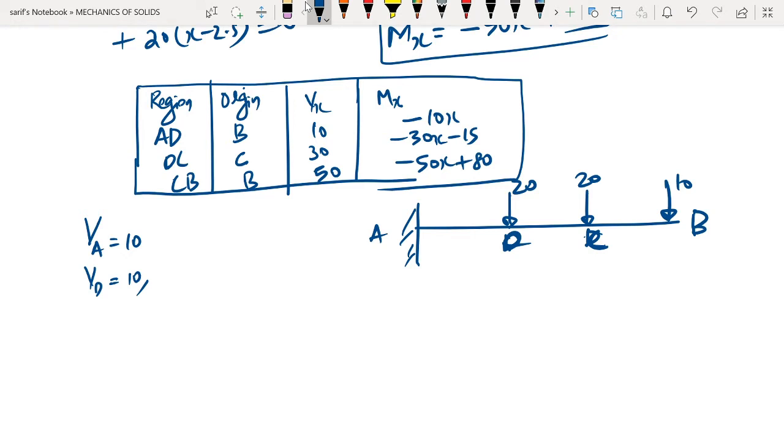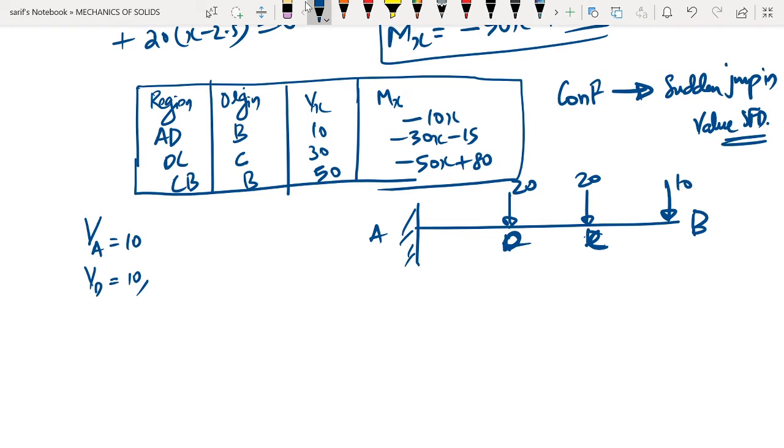So whenever you have a concentrated force in the loading diagram, that concentrated force will be represented as a sudden jump in the shear force diagram. Okay, so once again, if there is a concentrated force, that is represented as a sudden jump in the value in the shear force diagram.